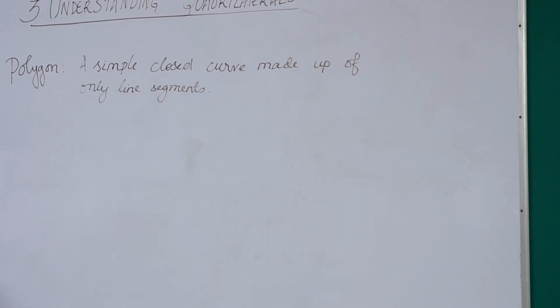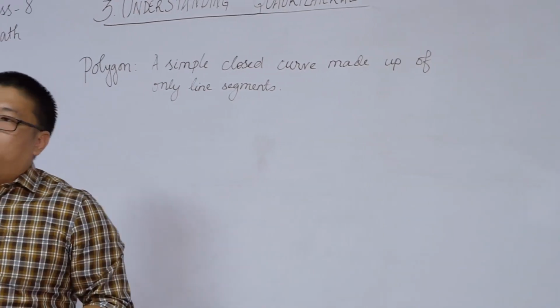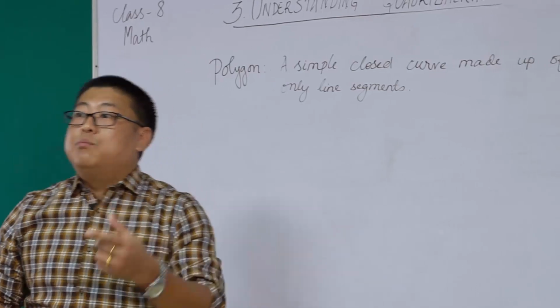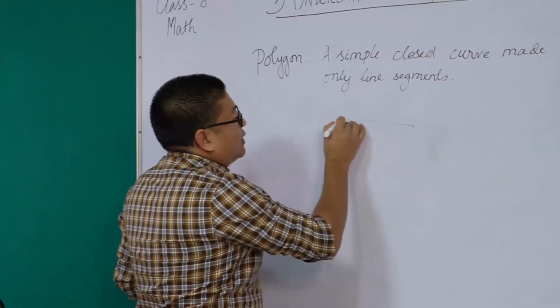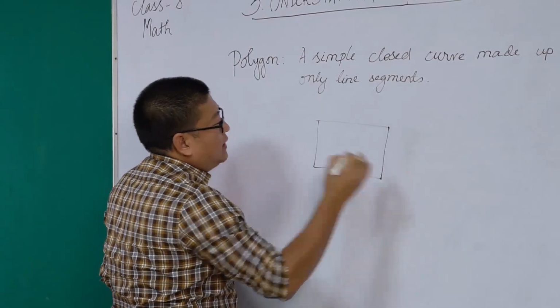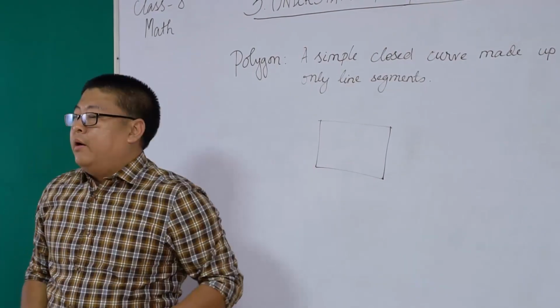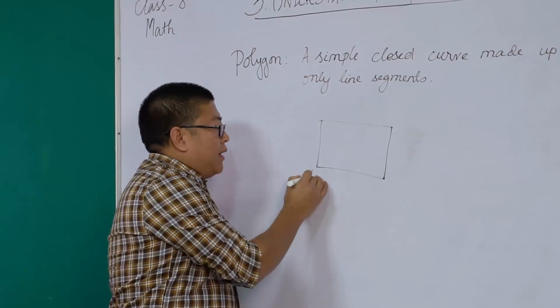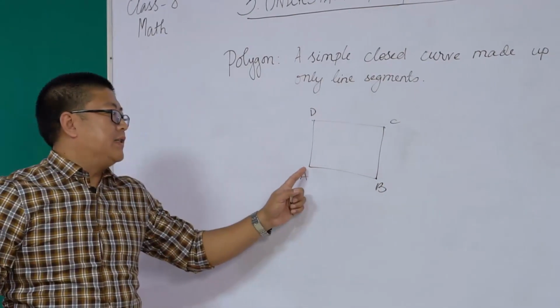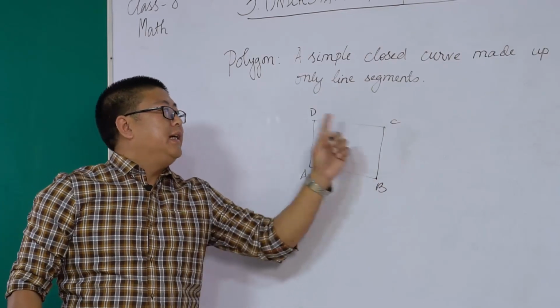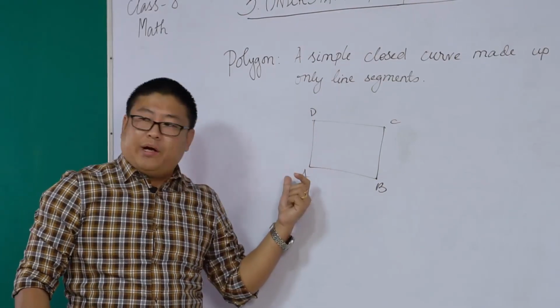Now, after we understand what a polygon is, we will try to learn more about its characteristics. Let me draw a simple polygon, let's say a square. Now, I'll mark these as A, B, C, D. 4 vertices, A, B, C, D. Or we can call them endpoints.